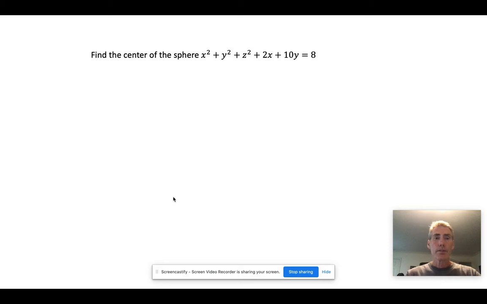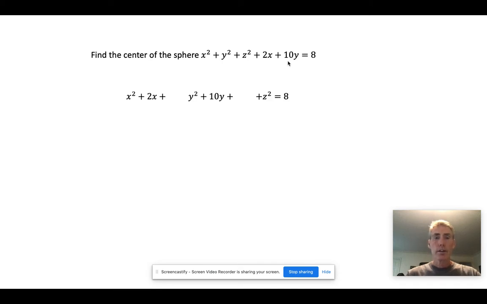What about this one? Find the center of this sphere. So in pre-calculus and even Math 3A, 3B, if you have x squared plus y squared equals a number, then that is a circle. Well, if you have x squared plus y squared plus z squared equals a number, that is going to be a sphere, like a basketball or a golf ball, whatever sport you like. When it's got this extra 2x and this 10y, that's going to change the center. So that's going to shift it around.